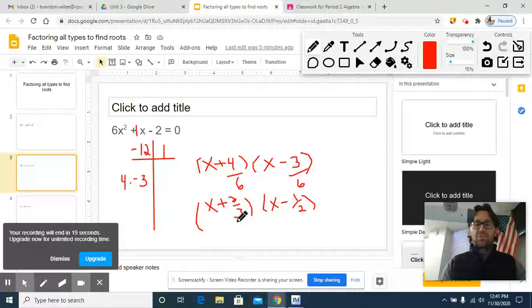Now, if we're just plain old factoring, that 3 is going to go in front and that 2 is going to go in front. But we can skip that step because we're solving for x. So we set both of these equal to 0 and solve for x. So here x is negative 2/3 and here is positive 1/2.